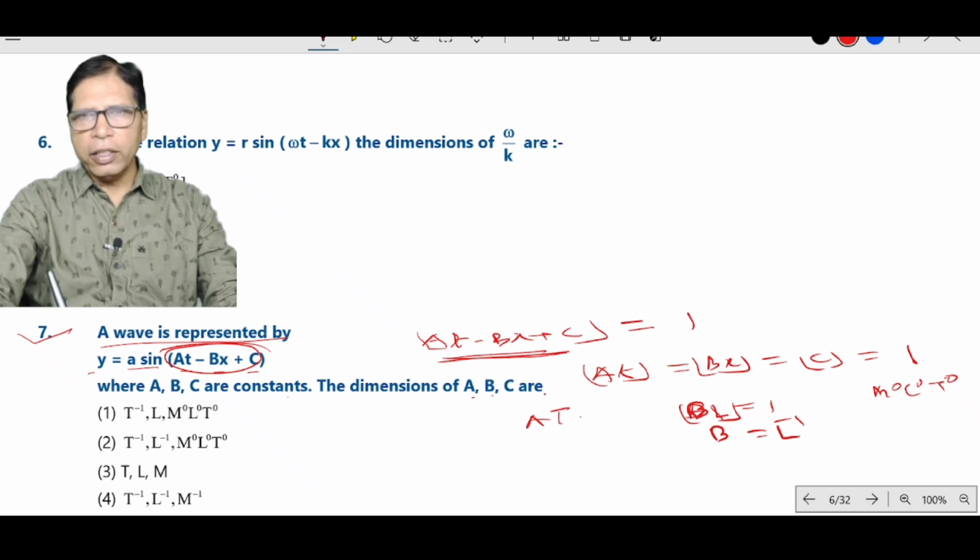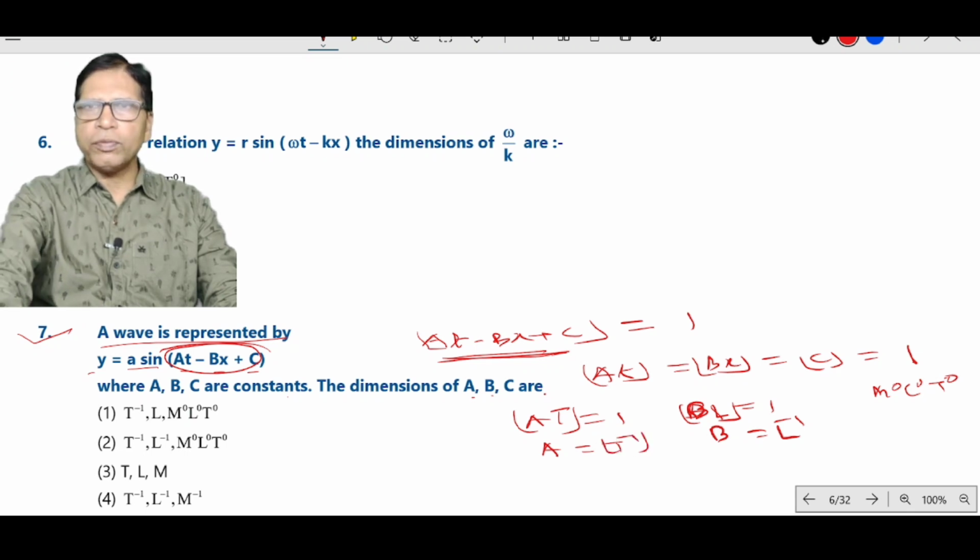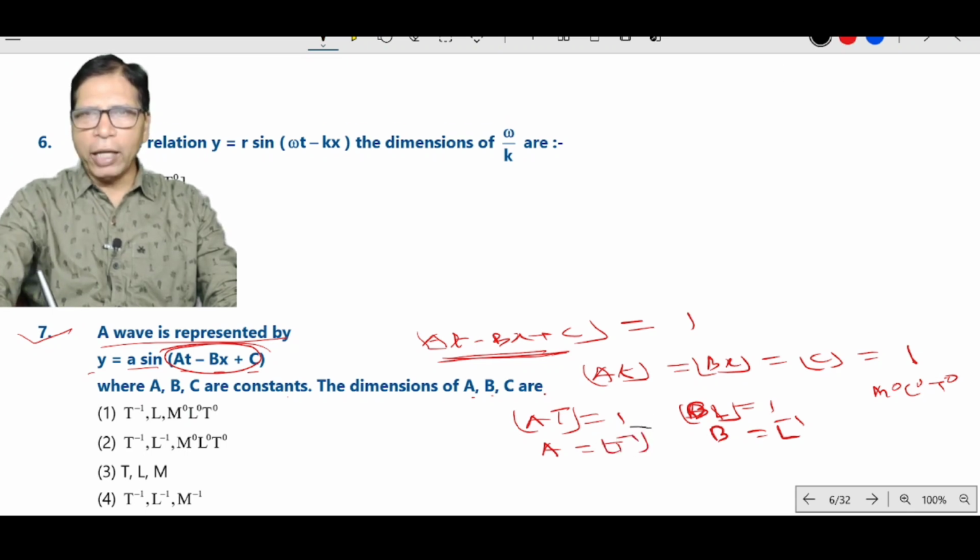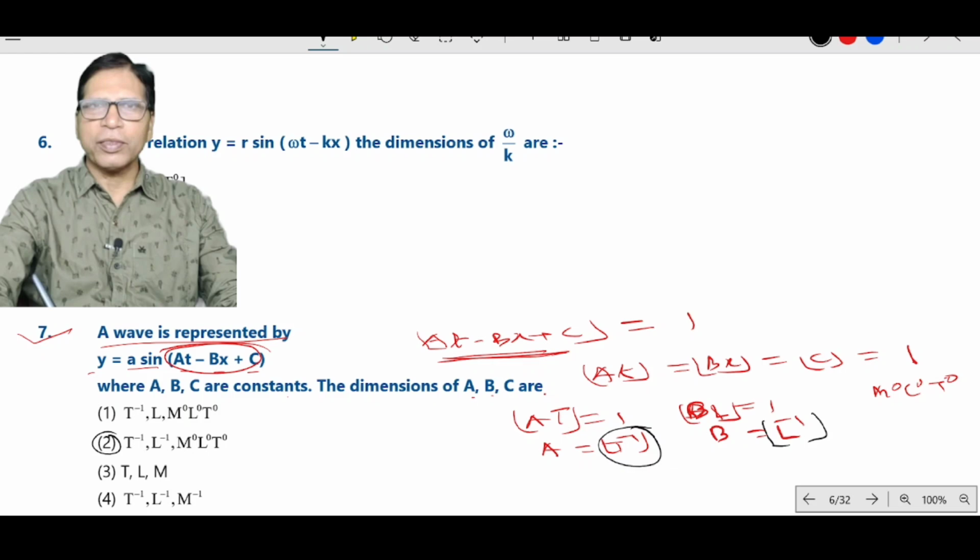at is equal to what? So the dimension of a is T^-1. So look at this, a has dimension T^-1, b has dimension L^-1, and c has dimension M^0L^0T^0. Look at this, a is T^-1, b is L^-1, and c is dimensionless. Okay, option 2 is correct. No problem.